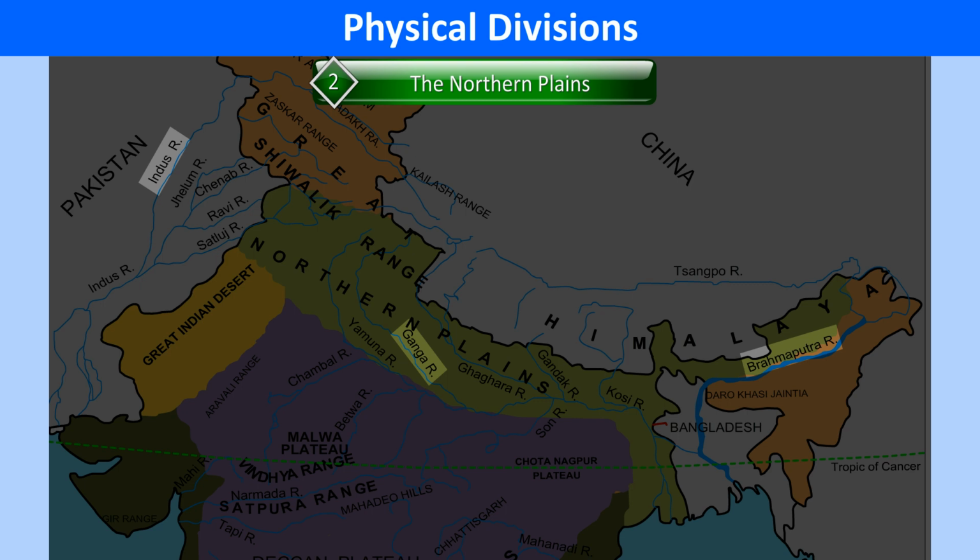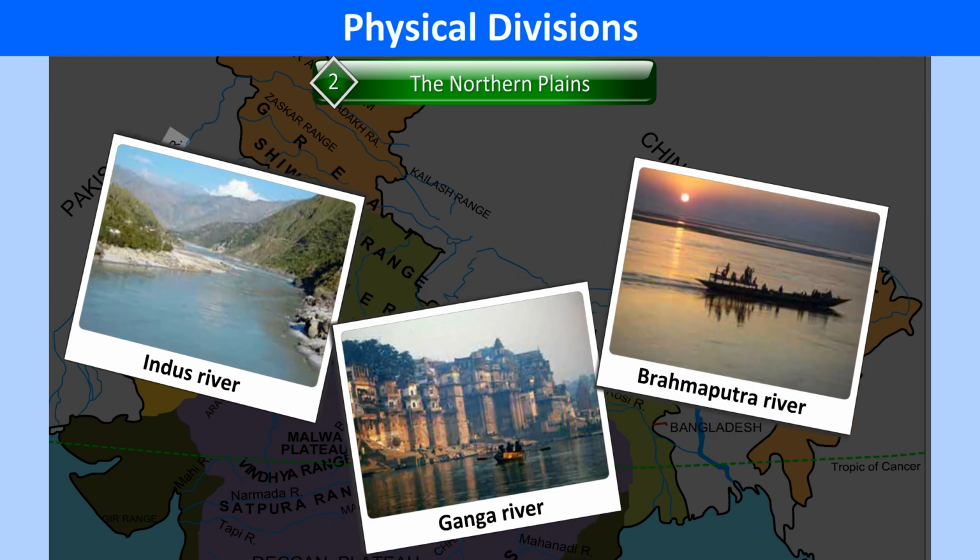You will find the vast northern plains that stretch south of the Himalayas from west to east for about 2,400 kilometers. This region lies between the Himalayas in the north and the Peninsular Plateau in the south. These plains are formed by the river systems of the Ganga, the Indus, and the Brahmaputra. These are densely populated areas.